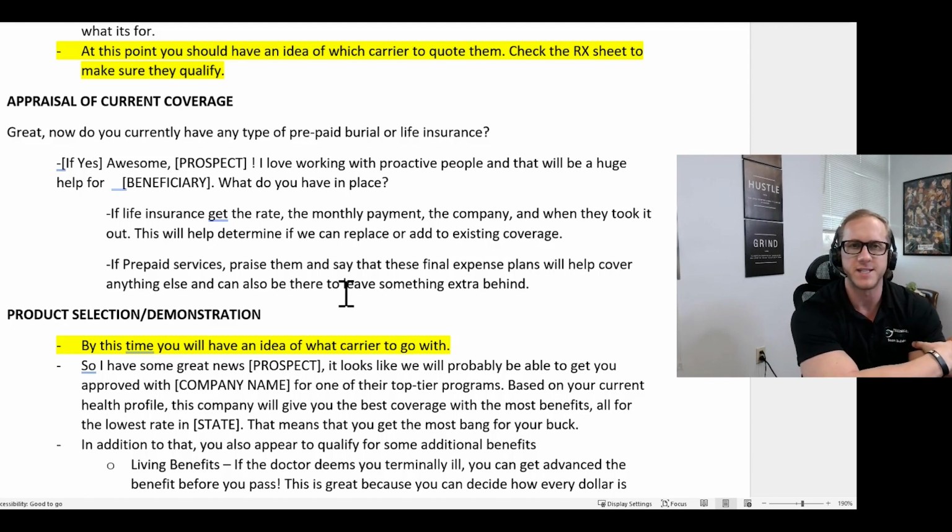Or if they recently got something, it's good to do a policy review, because a lot of times people don't get what they think that they applied for. It happens more often than not. Well, not more often than not, but more often than I'd like to see. And this is huge too.